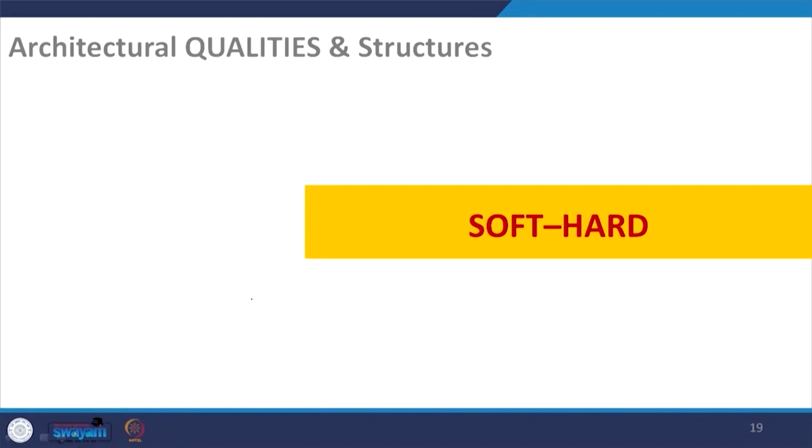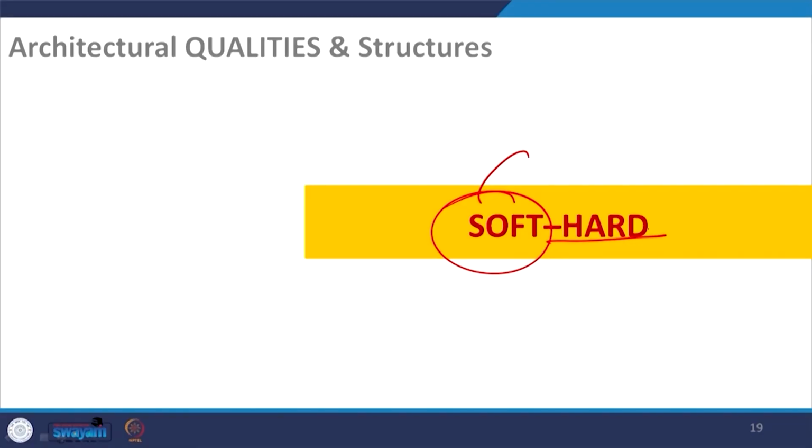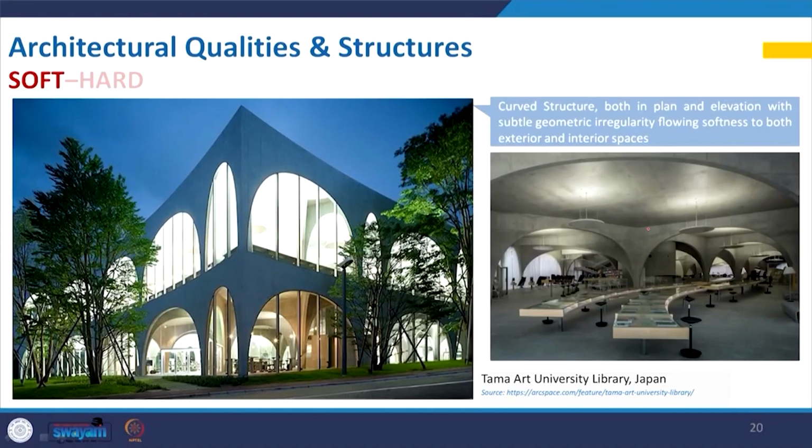Now, move to soft and hard. Already I mentioned that soft does not mean that the material used in that building is very soft in nature, or that hard is a very hard material. So, let us say this is one example of Tama Art University, Japan. In this, if you see, the plan is something like this, where the plan is in curve and in the elevation also it is in curve.